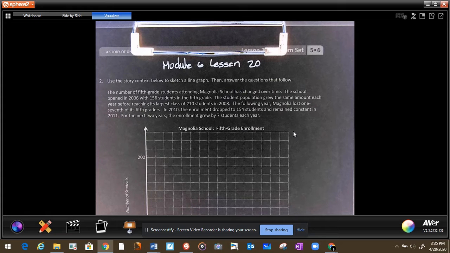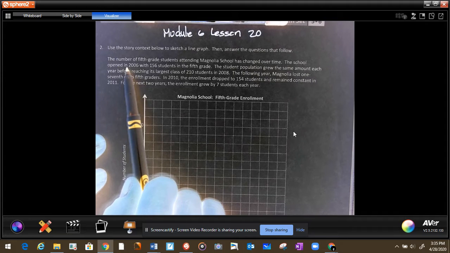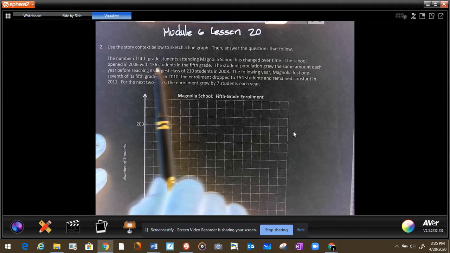Let's look at Module 6, Lesson 20, second part. Use the story context below to sketch a line graph. Then answer the questions that follow. The number of fifth grade students attending Magnolia School has changed over time. The school opened in 2006 with 156 students.